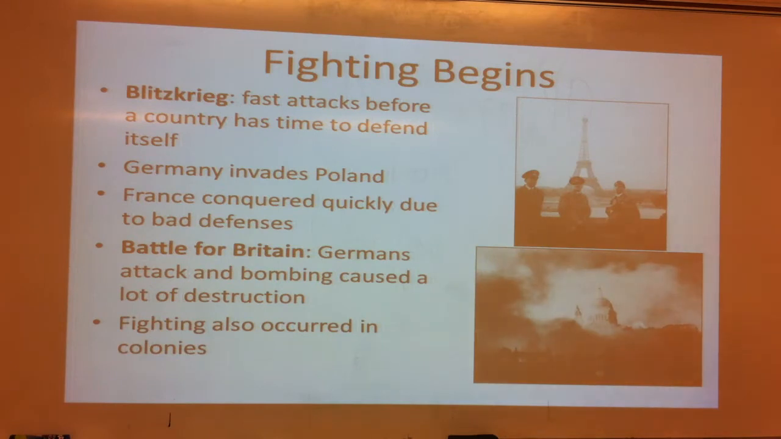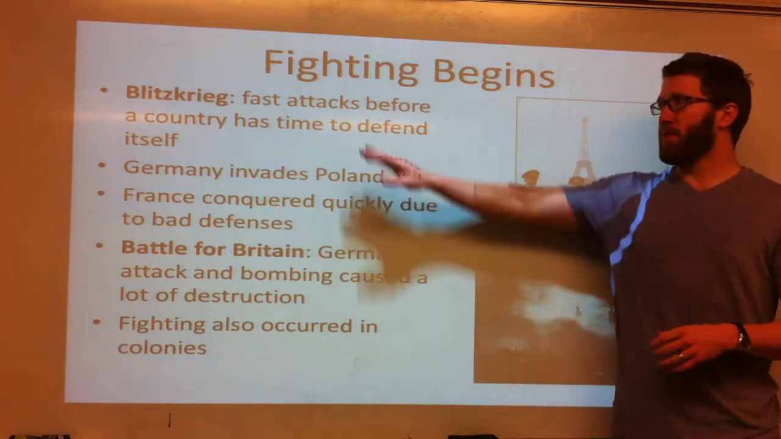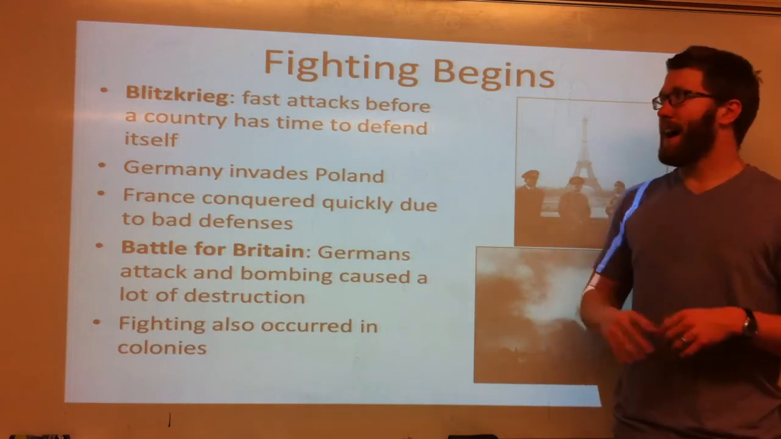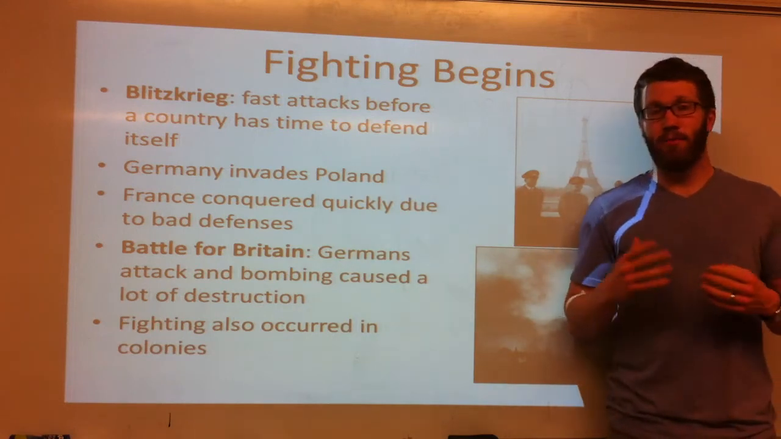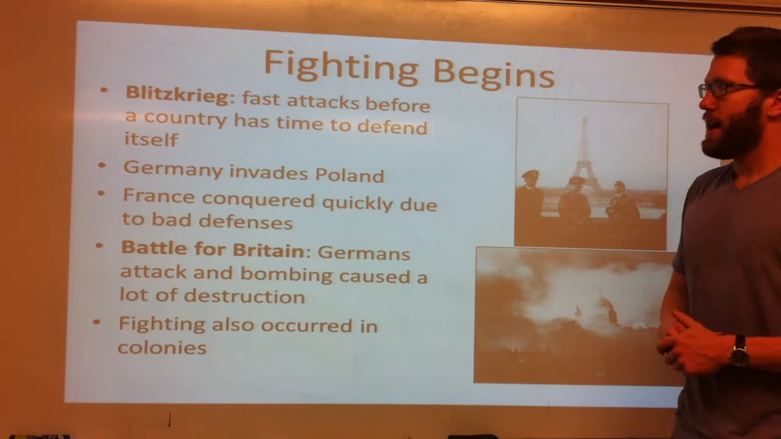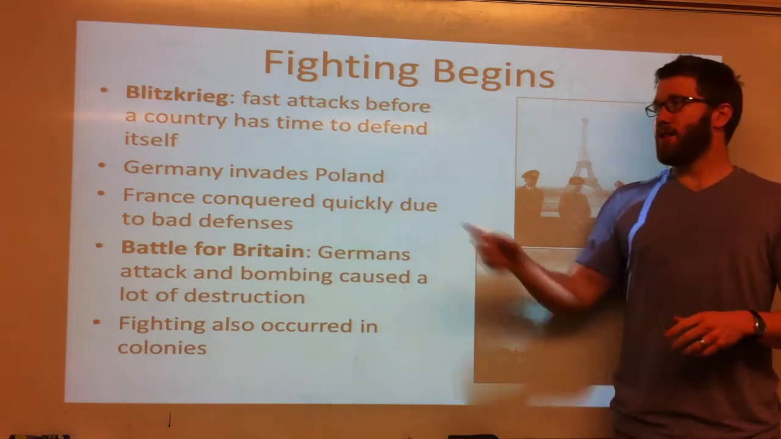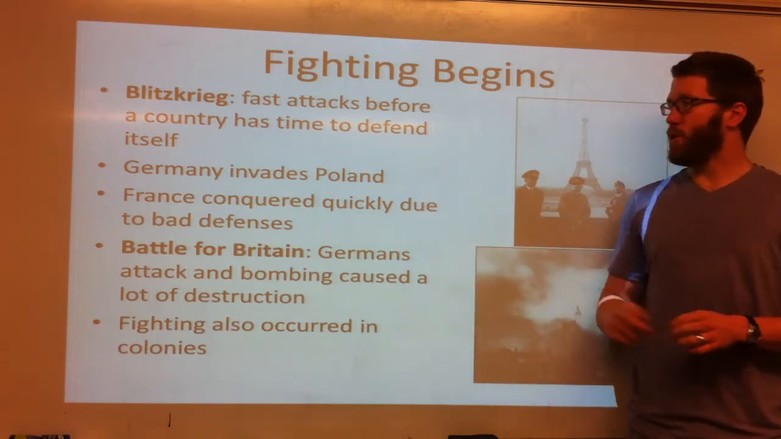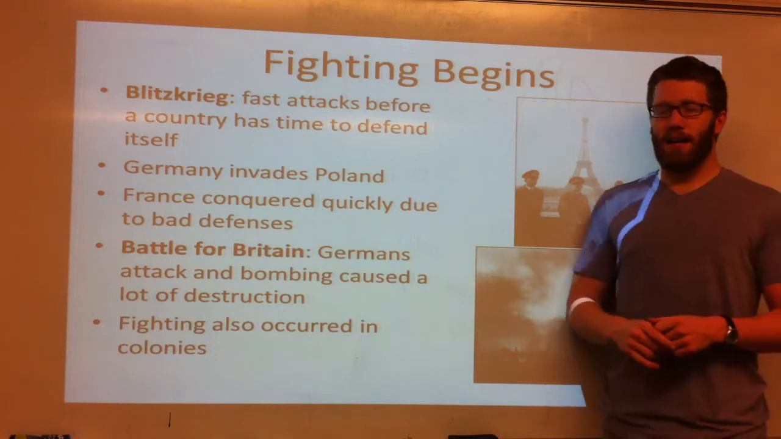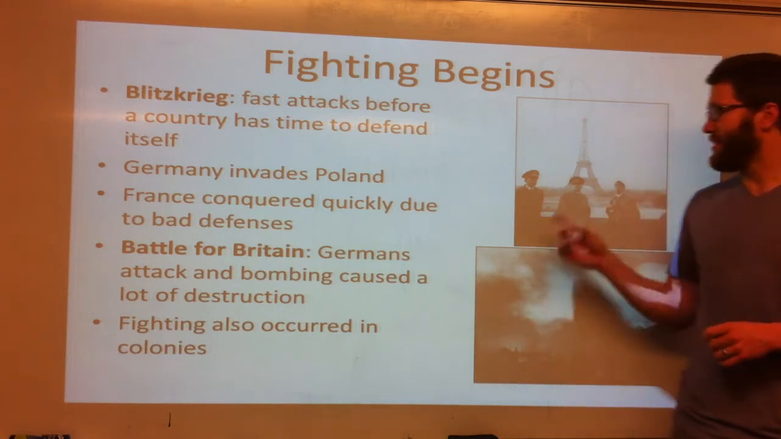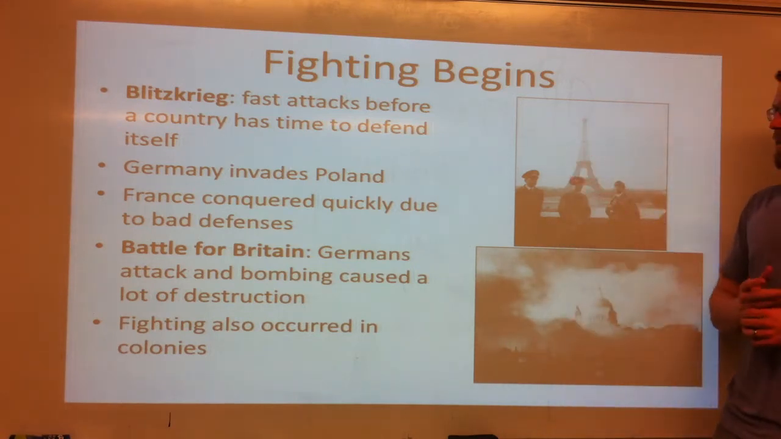And so the fighting actually begins. The Germans are not happy with that small amount of territory that they got. And so they start what's called blitzkrieg. These were very fast attacks on a country before they actually had time to mount any defense. And so Germany invades Poland very quickly. They invade and conquer France. And here you can see Hitler standing in front of the Eiffel Tower.